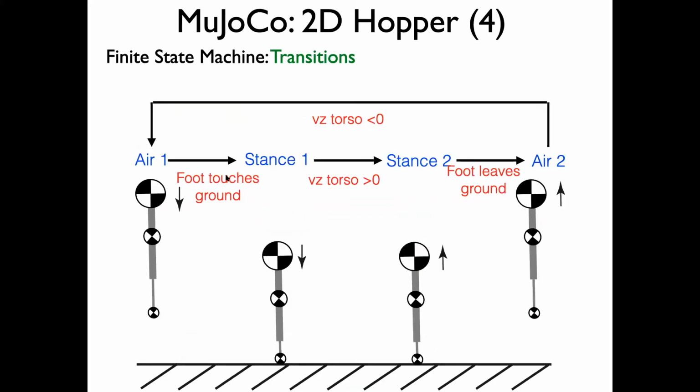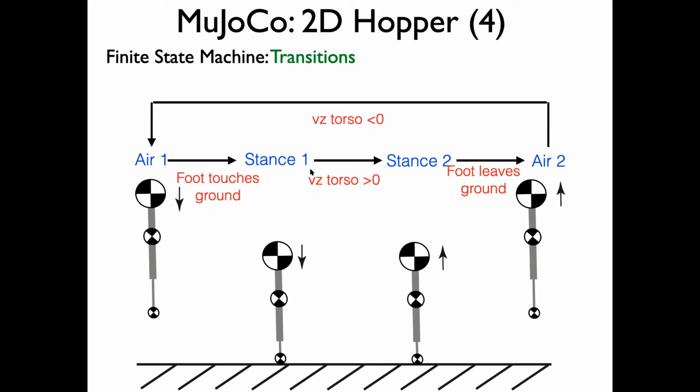Now, that just is the states. I need to define the transitions, right? How do I transition from these states? This is sort of obvious from the way I've specified the state machine. If you're in air 1, your velocity of the torso is downwards, and you want to transition to stance 1, then you only need to check if the foot touches the ground. So I need to check the height of the foot. The contact point is not at 0; the height is going to be the radius of the sphere, whatever I defined it to be. So that will be when I would transition to stance 1.